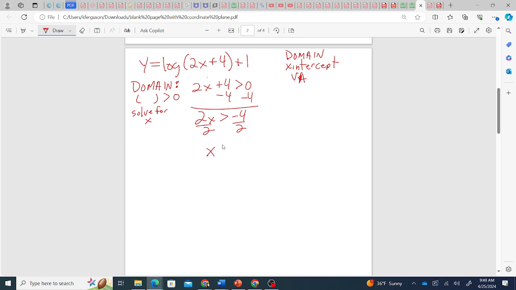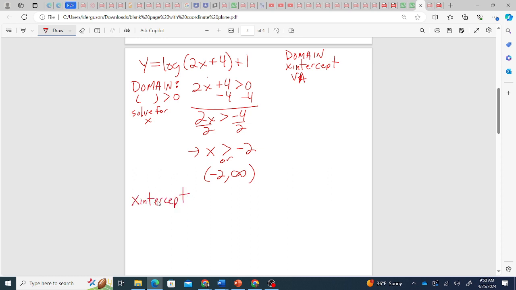So now I got x is greater than negative 2, or negative 2 to positive infinity. Either one of these is my domain. I'm not asking you to take the extra step to write that. I'm just telling you that's another way to write it. If you leave it like this, that is perfectly acceptable. Okay? So now we've got to go with the x-intercept.